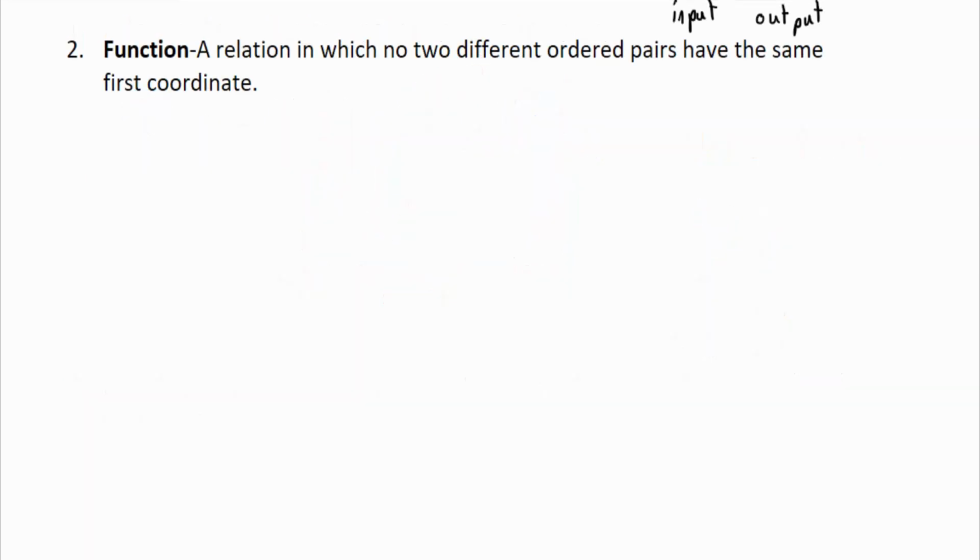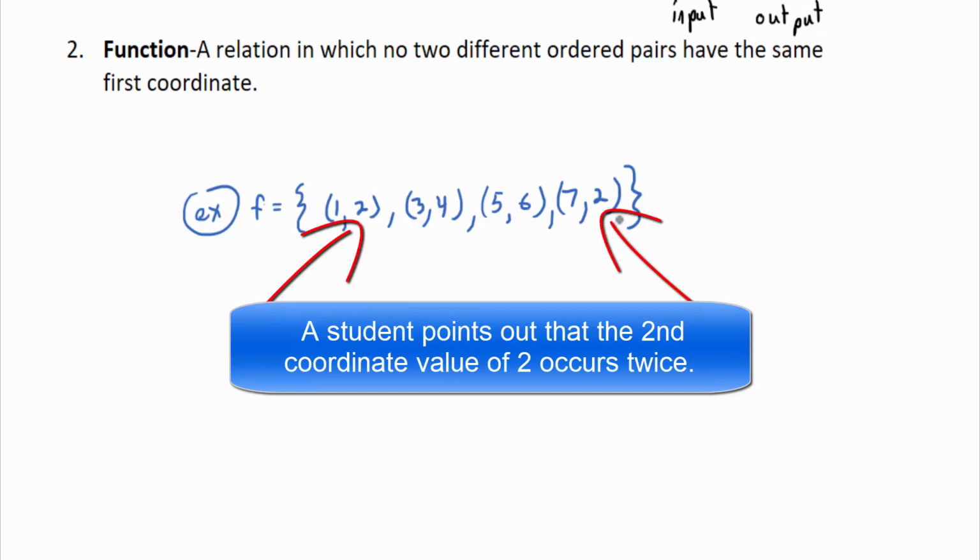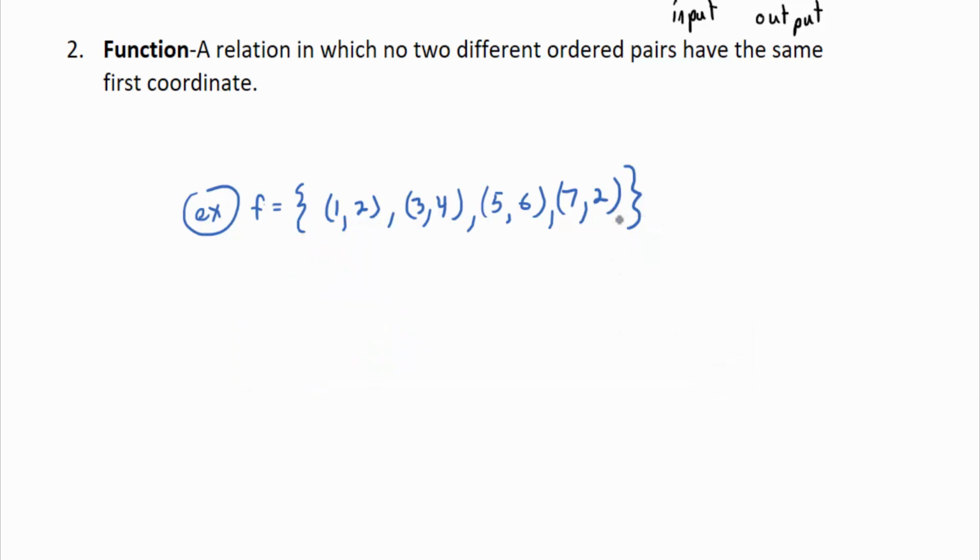So let's do an example of something that is a function, a set of ordered pairs that is a function. An example as a set of ordered pairs might be, let's call it F. Let's go 1, 2, 3, 4, and 5, 6, and one more. Let's go 7 to 2. First of all, is it a function? Is there any problem here? Yeah, but is that a first coordinate? No. So the definition of a function says nothing about that.